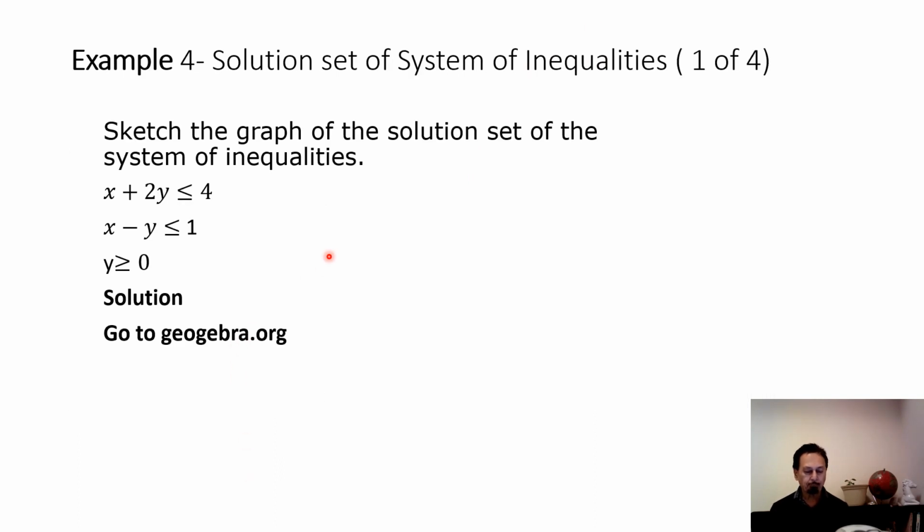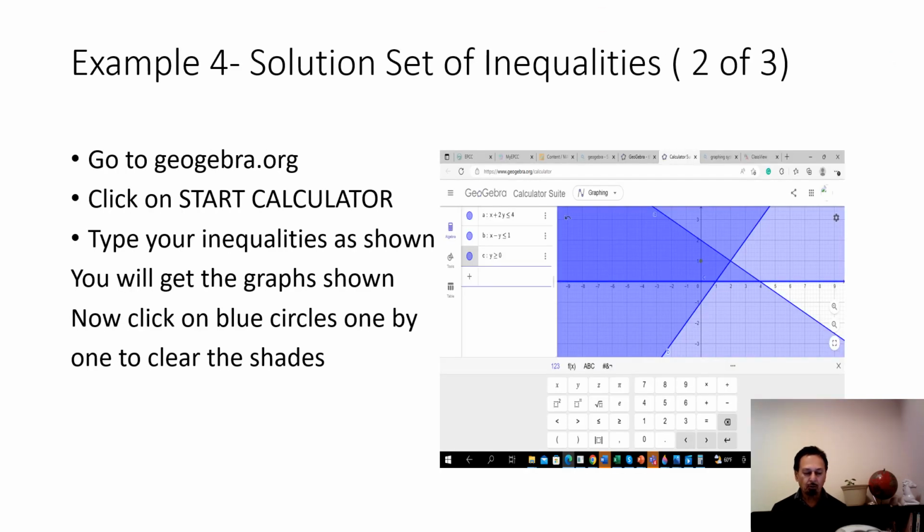So example 4, we're going to sketch the graph of the solution set of the system of inequalities x plus 2y less than or equal to 4, x minus y less than or equal to 1, y greater than or equal to 0. To graph this one, we're going to use geogebra.org, and this is a free website, and let's see what we can do. So if you go to geogebra.org and click on Start Calculator, you will open this page, and then you type your inequality here.